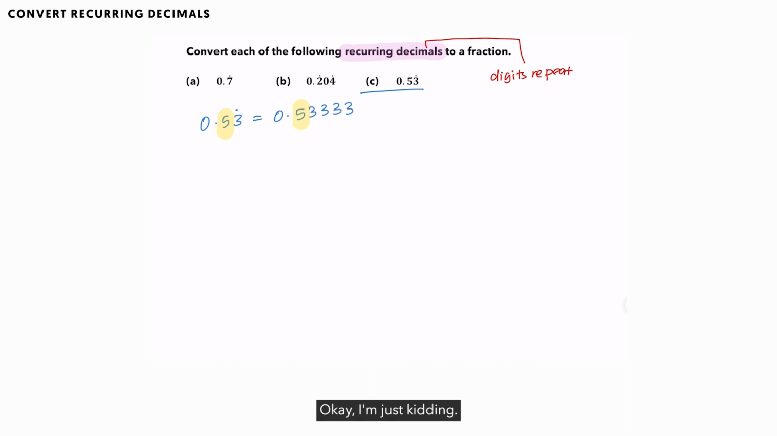Okay, I'm just kidding. You can go ahead and write down as many 3s as you want, but it will take forever, right? And you remember, recurring decimals repeat all the way to infinity. So there's no point in doing that. You just write down the 3 with dots at the back.